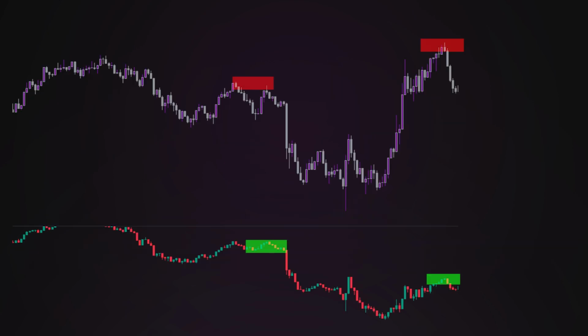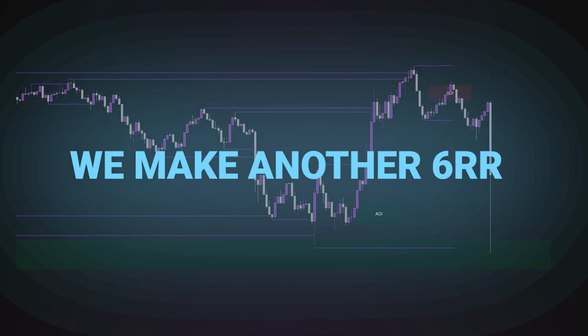After creating AOI zones, we see that in our case delta divergence has occurred, which serves as our confirmation of market entry. We enter the AOI zone and target the main point of liquidity and our volume zone, which in this case serves as a price magnet. We added another 6R from this trade.